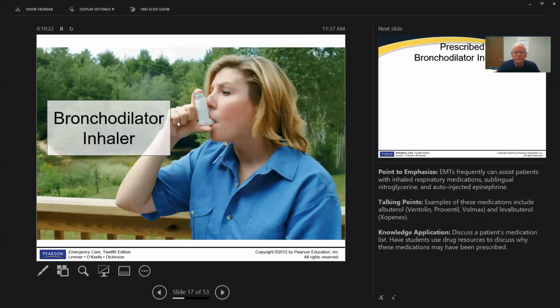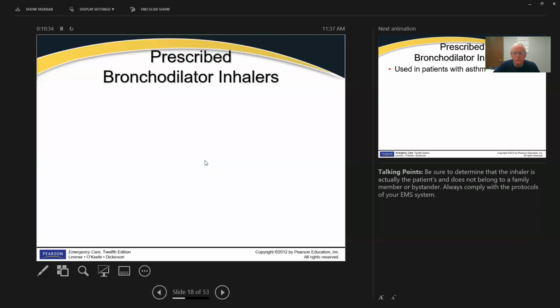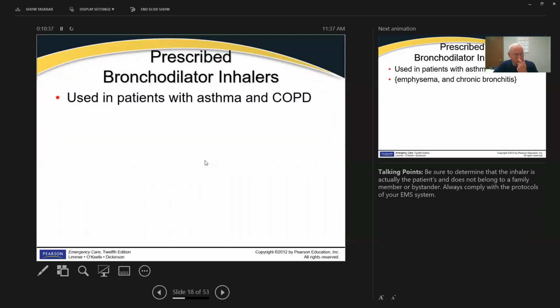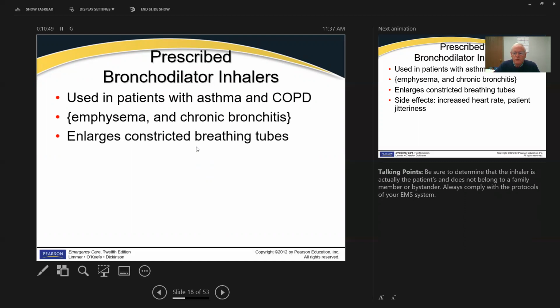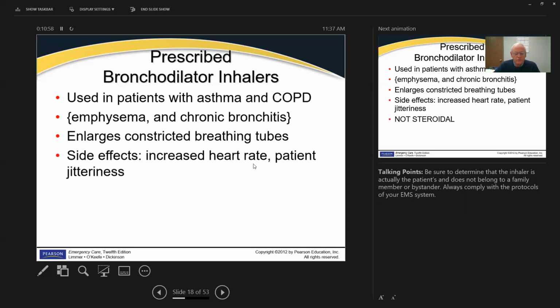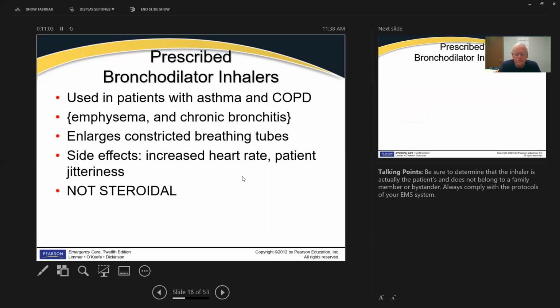Another one is a bronchodilator inhaler. This is a metered dose inhaler. There are also metered dose inhalers for other things than bronchodilators, like steroids, and that's not what we use, okay? These are pre-prescribed for patients that have asthma and chronic obstructive pulmonary disease, things like emphysema and chronic bronchitis. What we want from a bronchodilator is to enlarge those breathing tubes, because they've been constricted. We'll talk more about it in just a few minutes. Some of the side effects: it's going to increase heart rate, and patients are going to get shaky and jittery. But the big thing is we don't give the steroid ones.